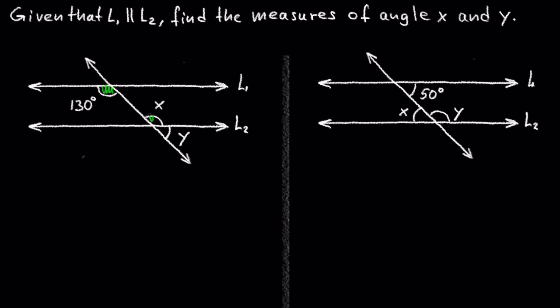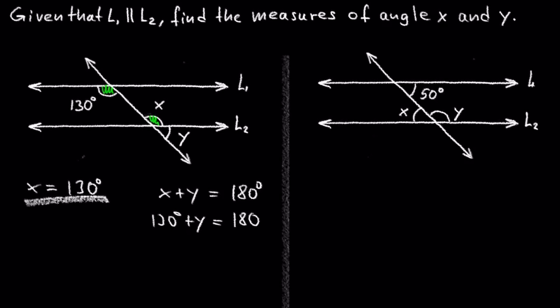These two angles have the same measure because they are alternate interior angles. So we can write x equals 130 degrees. And x and y are adjacent angles of intersecting lines, which means they are supplementary angles. So the sum of these two angles is 180 degrees. Therefore, we can write x plus y equals 180 degrees. So 130 degrees plus y equals 180 degrees. 180 degrees minus 130 degrees is 50 degrees. So we get y equals 50 degrees, and we're done with this problem.